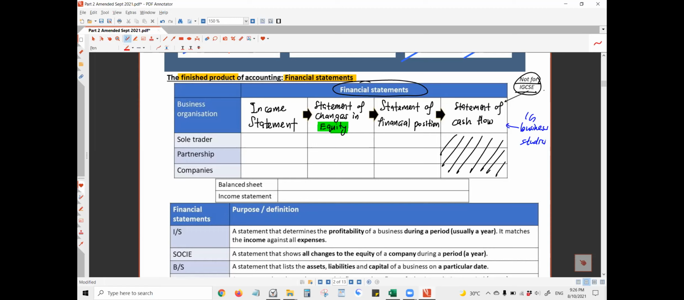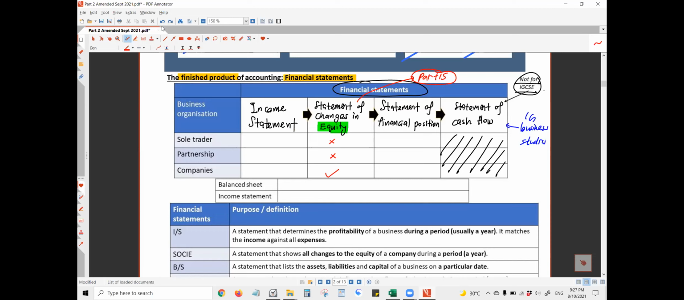So for this one, I will tell you what it is in chapter 15. You will learn this in chapter 15. And then you put a tick here because only companies have to prepare this financial statement. Only companies have to prepare a statement of changes in equity. And you can put two crosses here, because sole trader business and partnership don't have to prepare this statement of changes in equity.